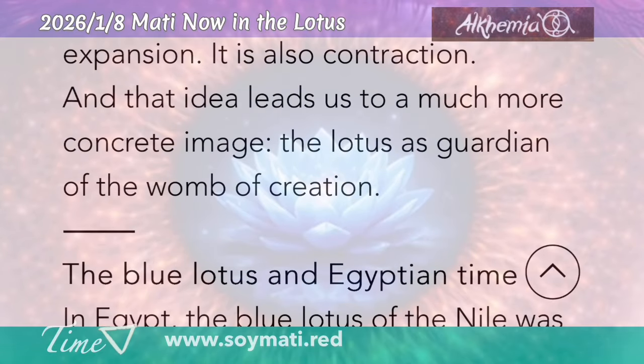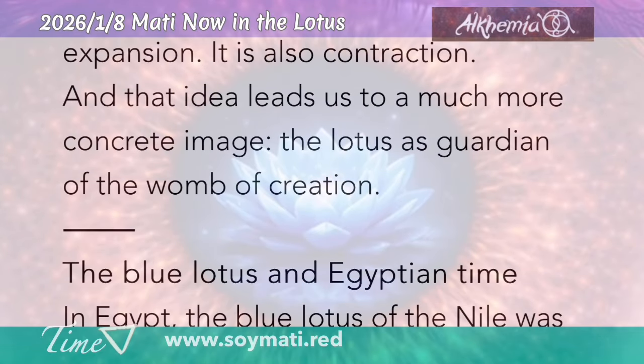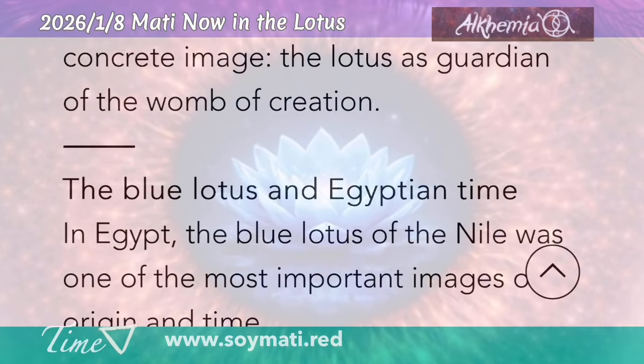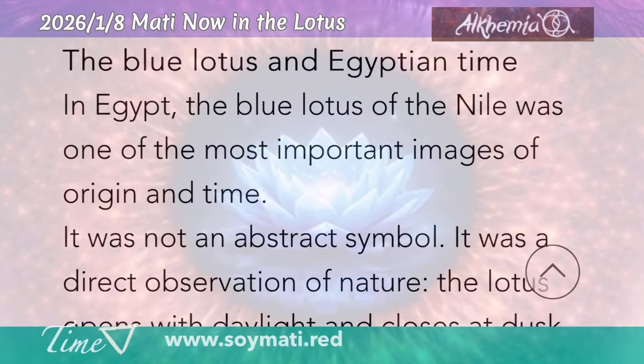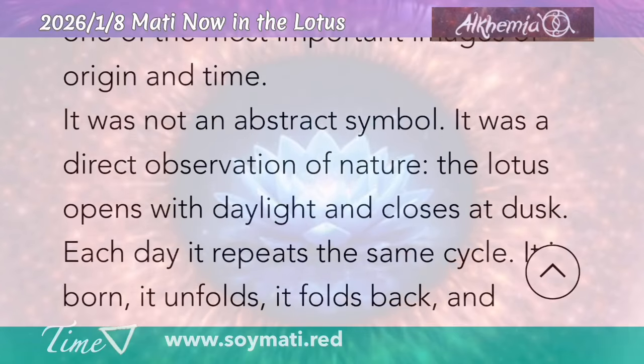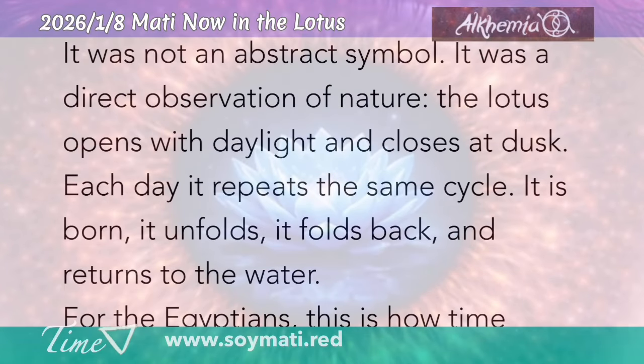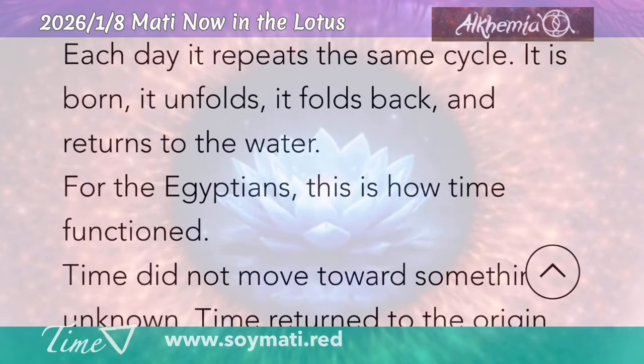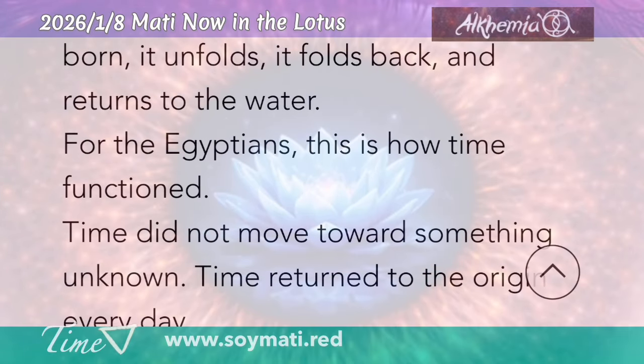And that idea leads us to a much more concrete image. The lotus as guardian of the womb of creation. The blue lotus and Egyptian time. In Egypt, the blue lotus of the Nile was one of the most important images of origin and time. It was not an abstract symbol. It was a direct observation of nature. The lotus opens with daylight and closes at dusk. Each day it repeats the same cycle. It is born, it unfolds, it folds back, and returns to the water.